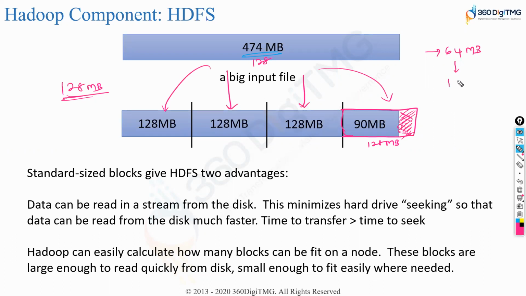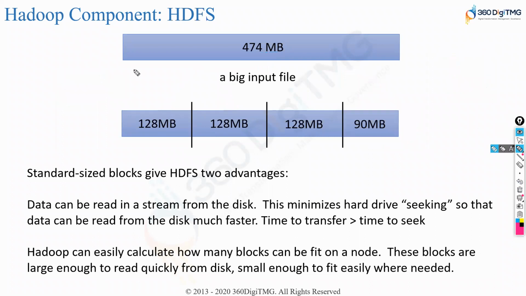You can also take 1 GB as one block. It depends on what kind of data you are working with, whether you are working with large data or small pieces of data. Based on that, you're going to define your block size. But 128 is used because 128 is not too small, not too big. Hence, it's preferred. So the idea is, if I use 64 MB, this is the least that I can go.